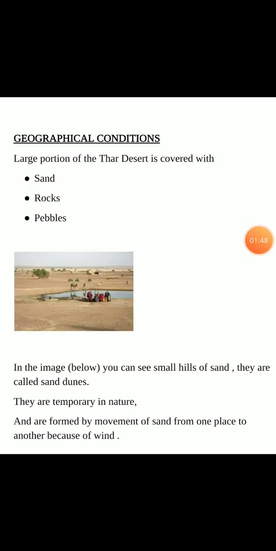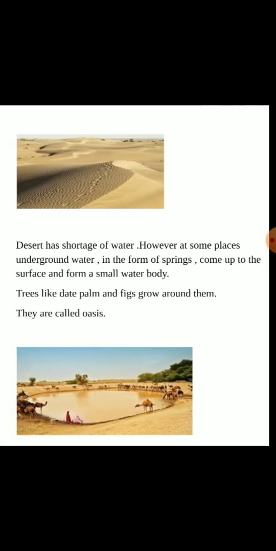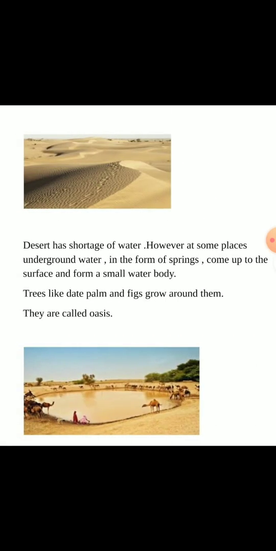The geographical conditions of the desert: as you can see in this photograph, a large portion of the Thar Desert is covered with sand, rocks and pebbles. Even on the next page you will see the image of small hills of sand which are called sand dunes. They are temporary in nature and are formed by movement of sand from one place to another because of strong winds.